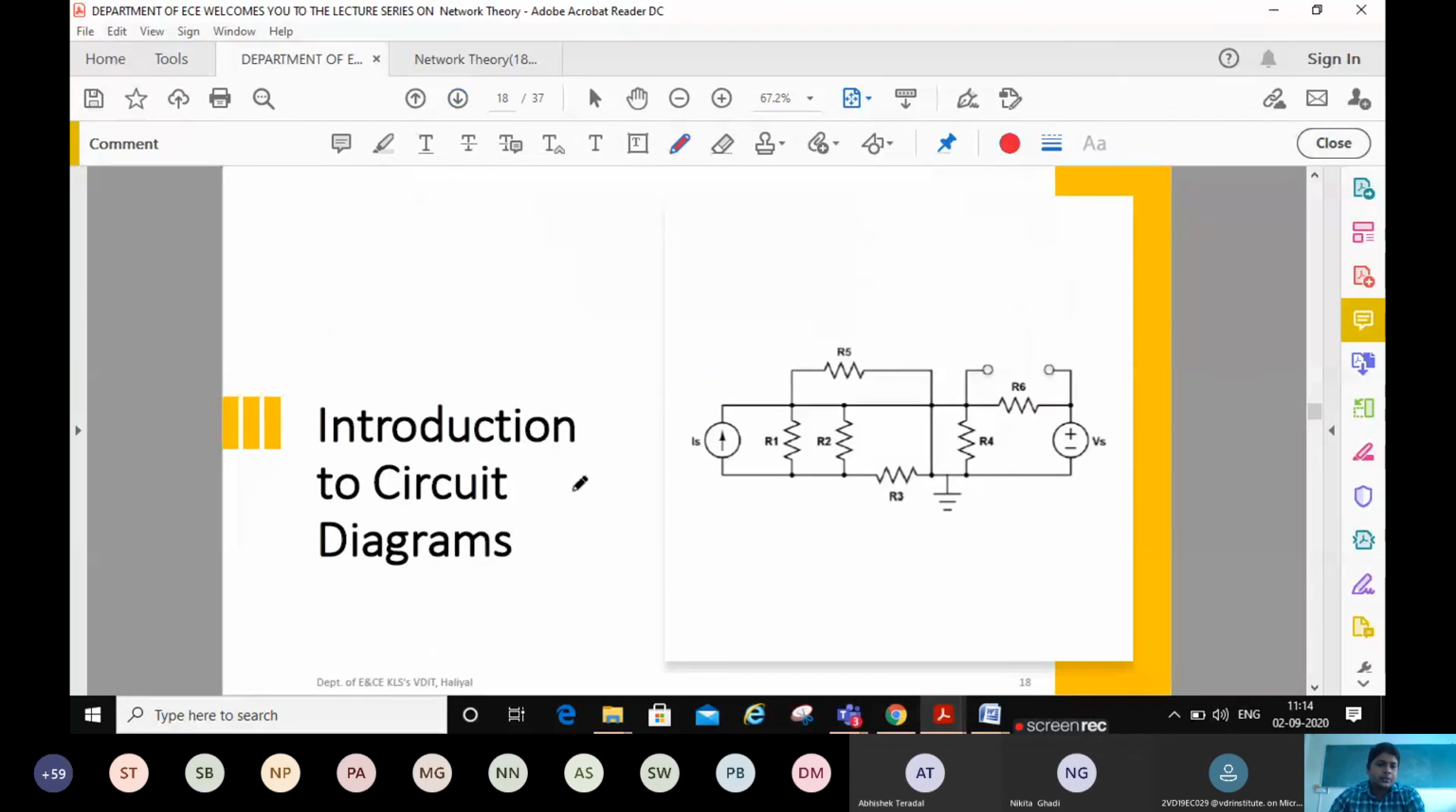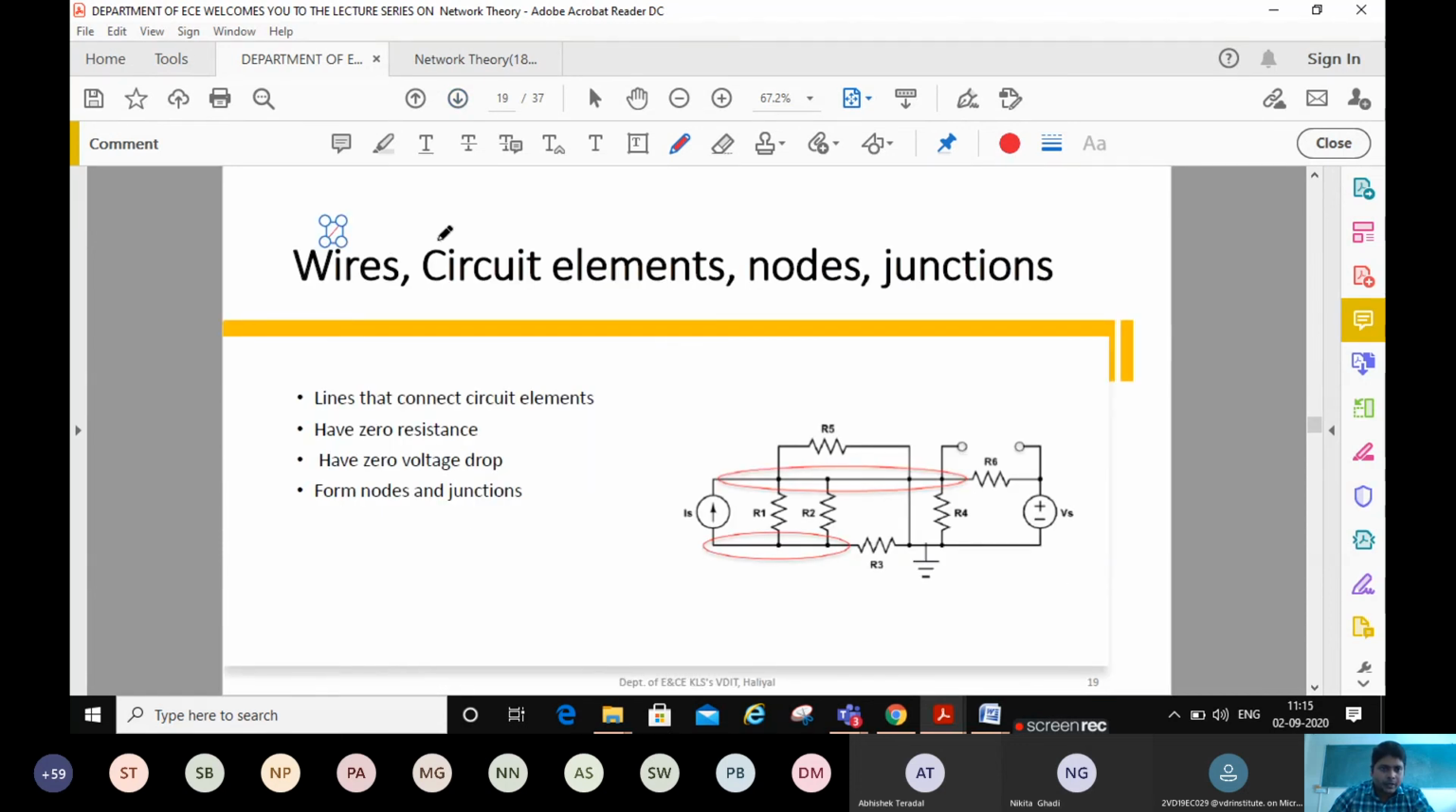Next is the introduction to circuit diagrams. Here you need to understand a few things. Which things come under a circuit diagram? We come across wires, circuit elements, nodes and junctions. First, the wires, which are marked with the red color here. They are basically used to provide the connection between the circuit elements. Which are the circuit elements here?